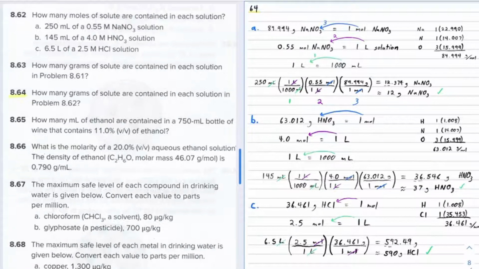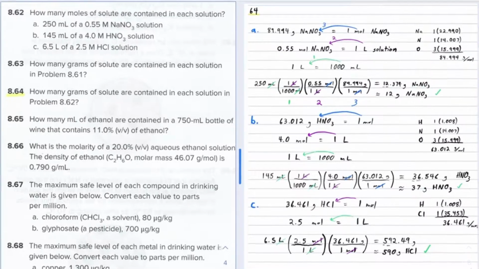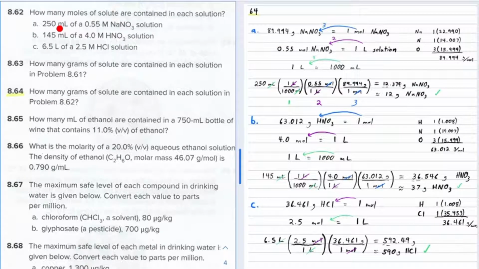And the way we got that, we add the atomic masses of sodium, nitrogen, and oxygen, multiplying them by their respective numbers. You got 3 oxygens, so its atomic mass is multiplied by 3, and then everybody else by 1. And adding it all up, you get 89.994. So 1 mole of sodium nitrate is 89.994 grams. And we're dealing with milliliters of solution, so we put it all together like this.